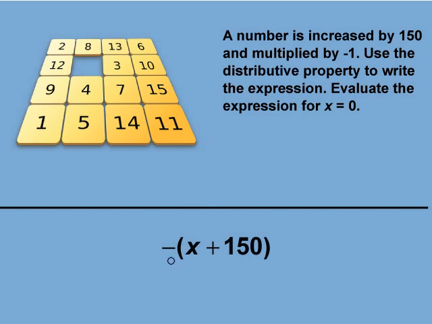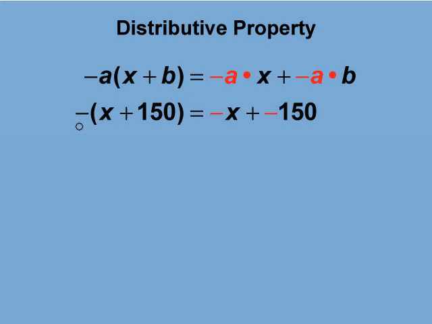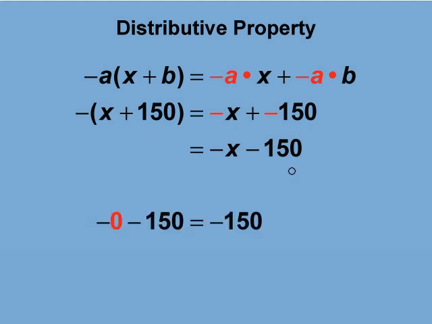When 1 is the factor, we don't need to write it, so we only show the negative sign. We now distribute -1 to both terms, as shown here. We get -x minus 150. We evaluate this expression for x equals 0, as shown here. We get -150.